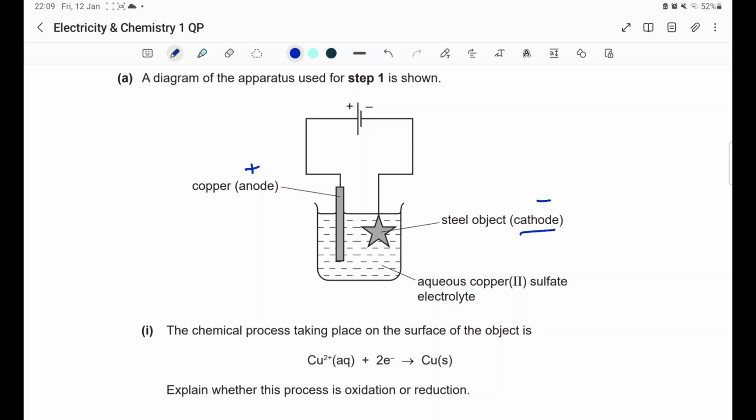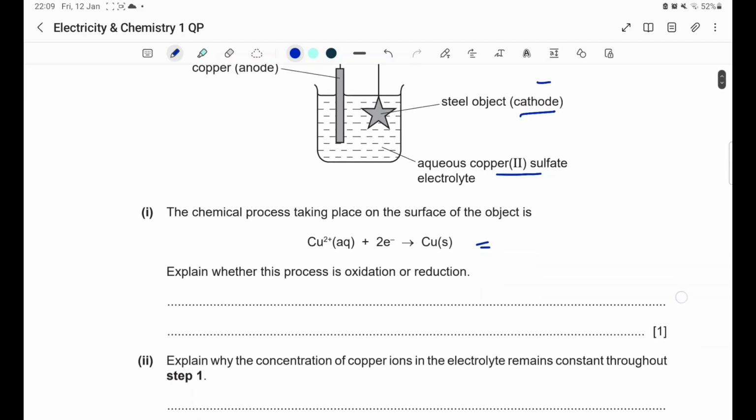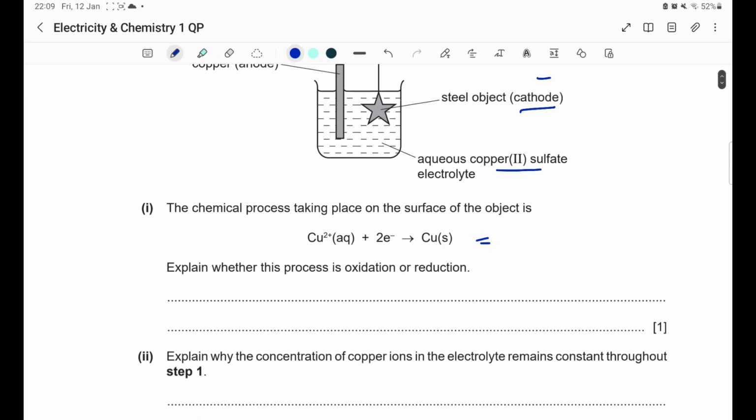Alright, and we have our electrolyte, which is copper 2 sulfate. Right, so part 1, the chemical process taking place on the surface of the object is right here. Explain whether this process is oxidation or reduction. We covered this in the video, and this is very important. This is a very common question in all your electrolysis questions. You will always need to either interpret or write down such a half equation.